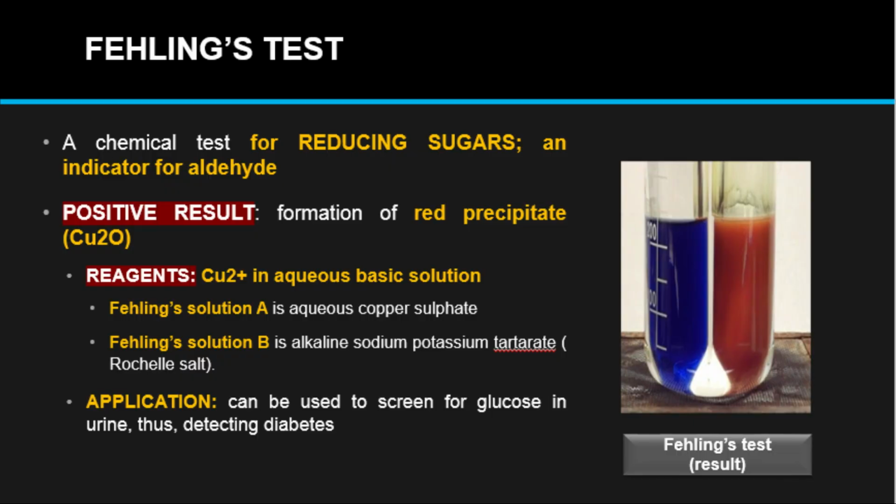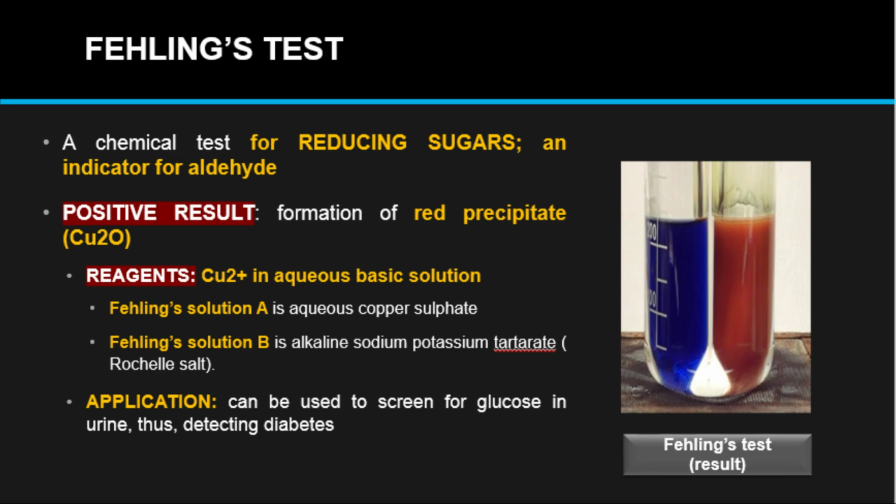Next is the Fehling's test. Five drops of the sugar sample were added with five drops of Fehling's A and five drops of Fehling's B, and then immersed in boiling water for 15 minutes. What is this test? It is a test for reducing sugars, an indicator for an aldehyde. A positive result is the formation of a red precipitate. So that is the red precipitate.